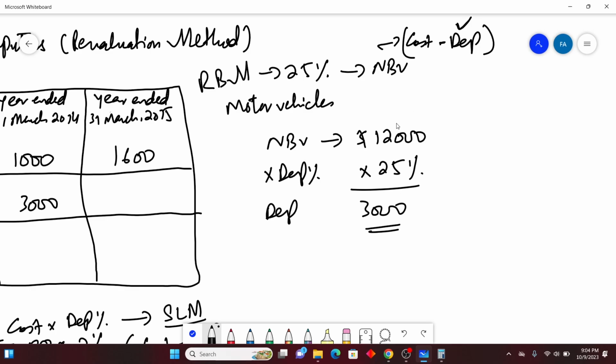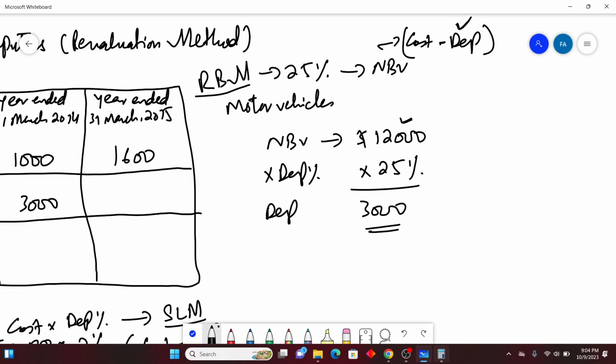How did I get this? 12,000 is the net book value already given by the question. So I just multiply the rate with the net book value, because in the reducing balance method, we always multiply the rate with the net book value. So 12,000 is the net book value of motor vehicles. I multiplied by 25%, so I got 3,000.